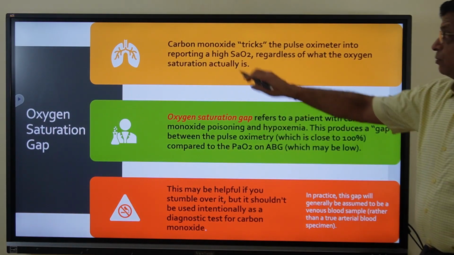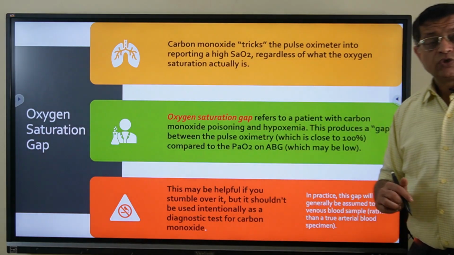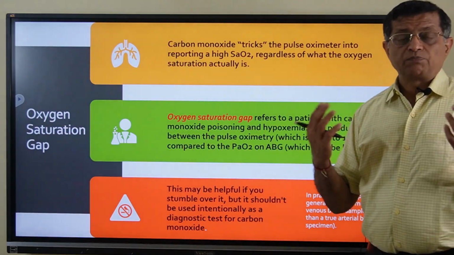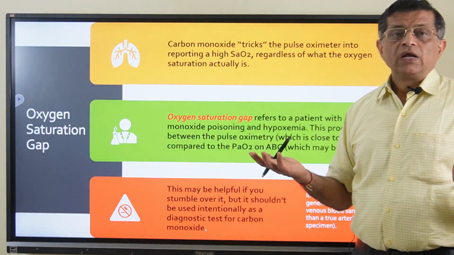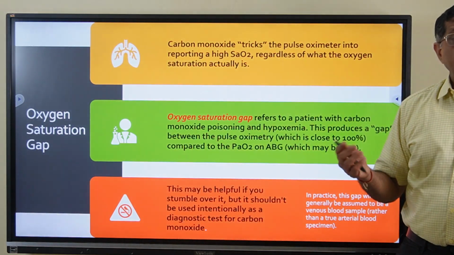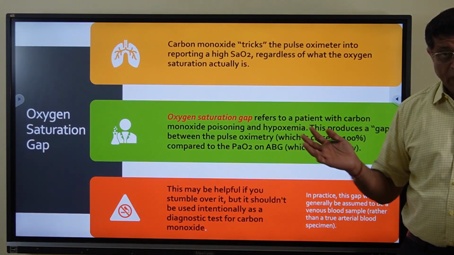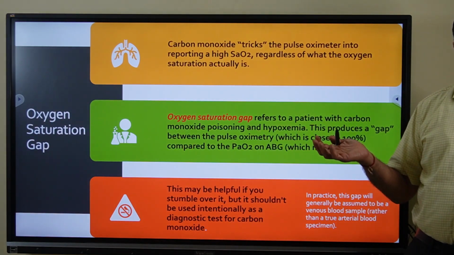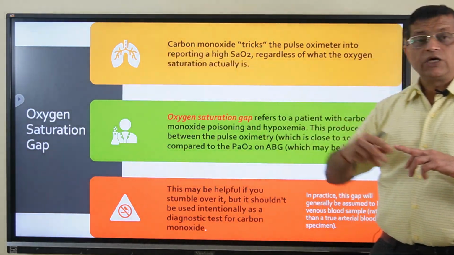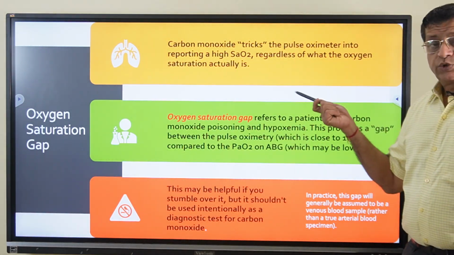What is this? Carbon monoxide tricks the pulse oximeter into reporting high SaO2. So if we see a patient of carbon monoxide, suppose there was some problem in a car, and somehow it produced carbon monoxide. This has happened, and it is a gas which you cannot detect because it has no smell, and the patient suddenly becomes unconscious. Such an unconscious patient is brought to the emergency department, and you see the SpO2 is normal, but regardless of what saturation actually is.